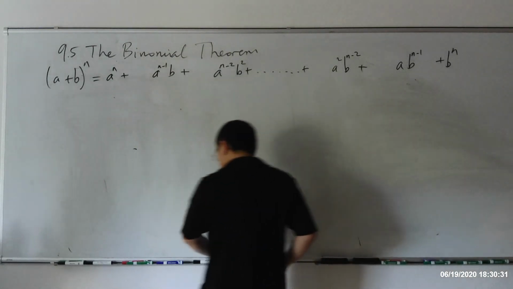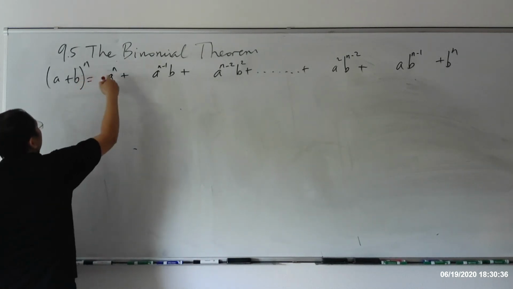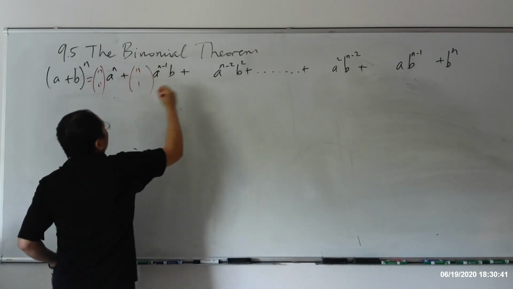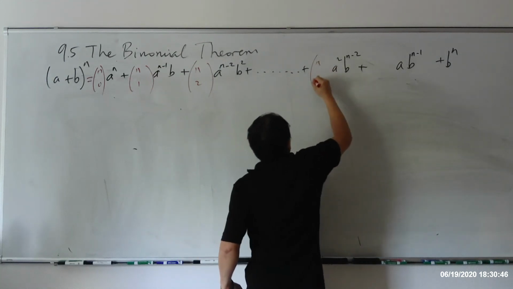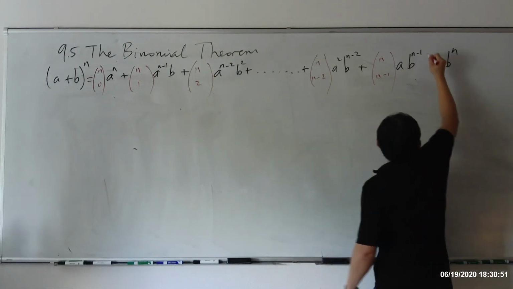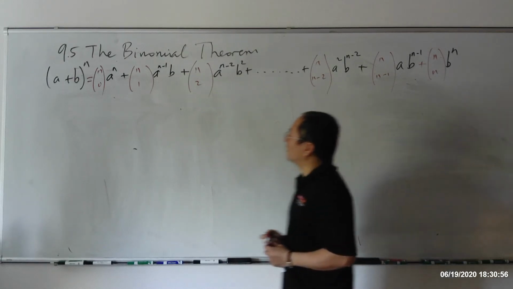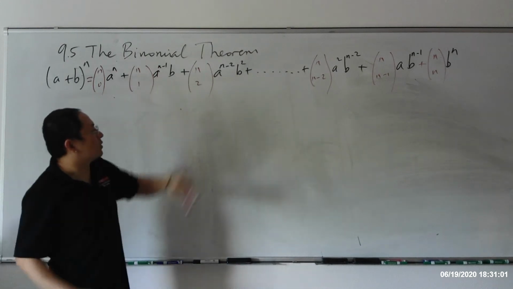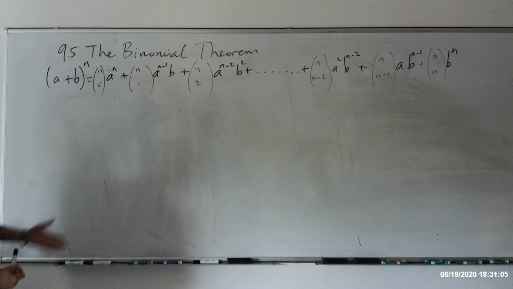I claim that the binomial theorem says this. This is n choose 0, this is n choose 1, n choose 2, all the way to n choose n minus 2, n choose n minus 1, and this is n choose n. N choose 0, n choose 1, n choose 2, n choose 3, n choose 4. So the question is, how does it work that way?